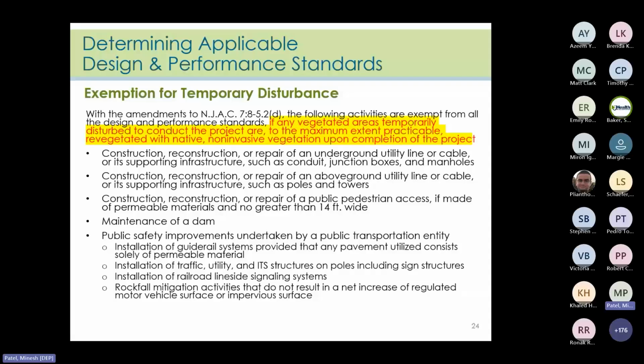The reviewer should also be able to determine whether exemptions exist on site. The following exemptions may be granted if, and this is crucial, if the vegetated areas that were temporarily disturbed to conduct the project are to the maximum extent practicable revegetated with native, non-invasive vegetation upon completion of the project. And these exemptions are construction, reconstruction, or repair of an underground utility line or cable, or its supporting infrastructure, such as conduit, junction boxes, and manholes.